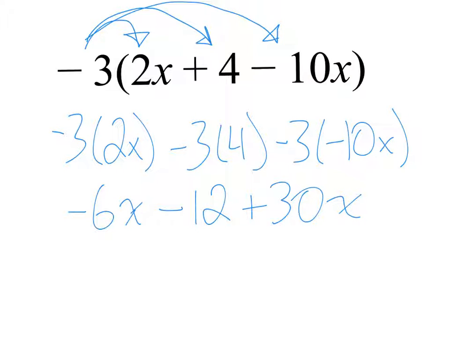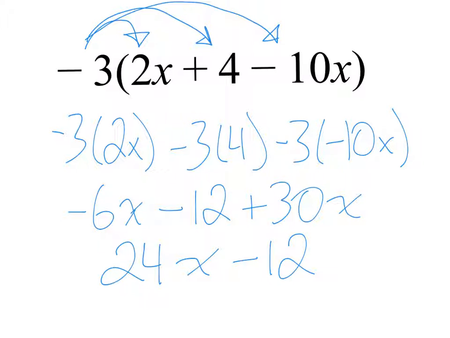Okay, well, this time we do have like terms. If we look here, we have something with an x, something with an x. But we know what to do with that. We just combine them. So I have negative 6 plus 30. Well, that's the same as 30 minus 6, which is just 24. And then the minus 12, there's no like term to 12, so that's it. We just rewrite it. Again, we've distributed, multiplied this negative 3 in to each term, and then this time we did combine like terms and got our answer.